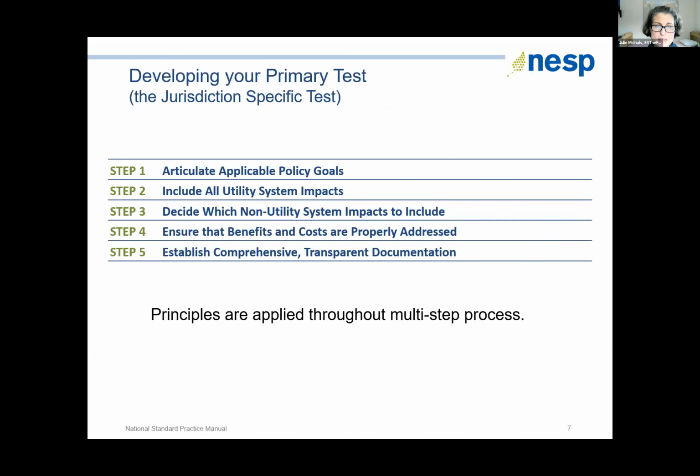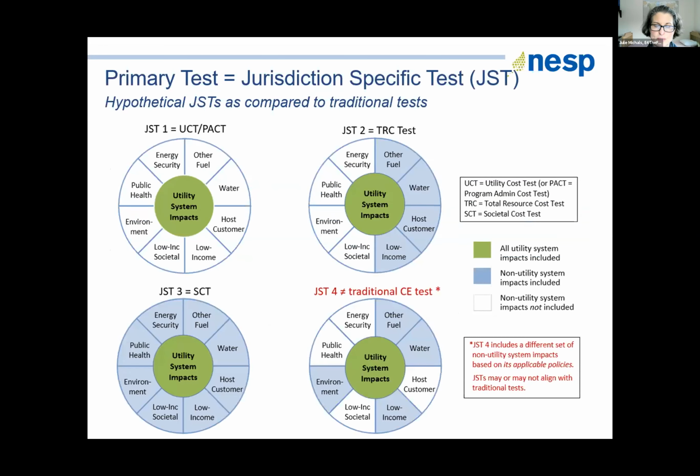So next, the next element of the framework in developing your primary test are these 5 steps. And we are going to go into these in more depth, so I'm not going to spend time on them now. But essentially, you'll see that this is where the injection of the principles happens in these different steps. And in the NSPM, there's more specific guidance and examples provided as to what specific steps are involved and what key considerations are necessary.